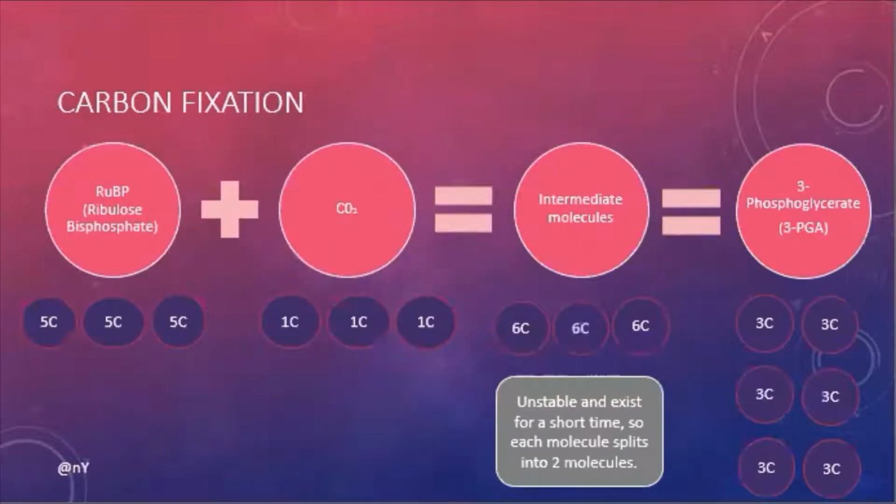The first step, that is carbon fixation, in which we have three molecules of RuBP, ribulose biphosphate, each containing 5 carbon, react with 3 molecules of carbon dioxide, each containing 1 carbon, to form 3 intermediate molecules, each containing 6 carbon. These three molecules are very unstable and exist for a short period of time, so each molecule splits into 2 molecules, thereby resulting in 6 molecules of 3-phosphoglycerate, 3-PGA, each containing 3 carbon.